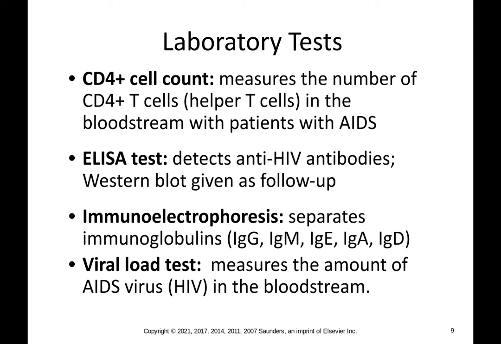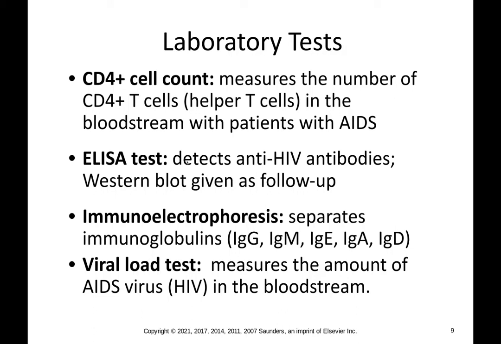A laboratory test that is often run on the lymph system is a CD4 plus cell count. This measures the number of helper T cells in the bloodstream of patients with AIDS. So this is a good marker for patients with AIDS. When their T cells are extremely low, they will often go into isolation to protect themselves from other acquired diseases and viruses. The ELISA test detects anti-HIV antibodies, and then the Western blot is given as follow-up.